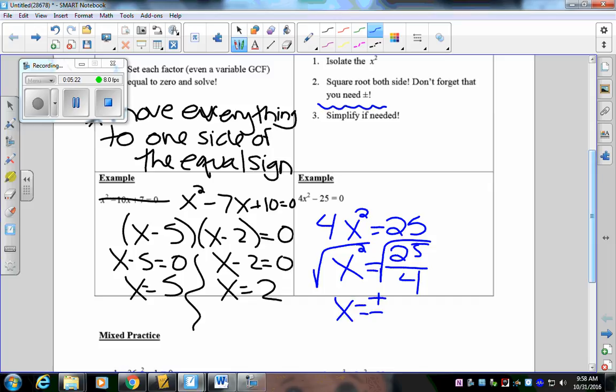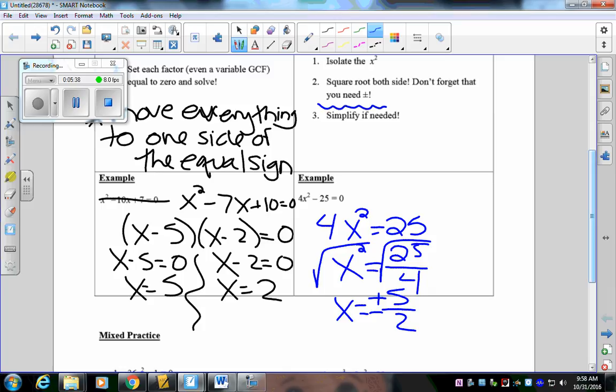Now this one's pretty simple in terms of both 25 and 4 are perfect squares, so I can just go ahead and take the square root and get 5 over 2. So that means that I have the positive 5 halves and negative. You could write those separately, or you can just write it using the plus minus sign.